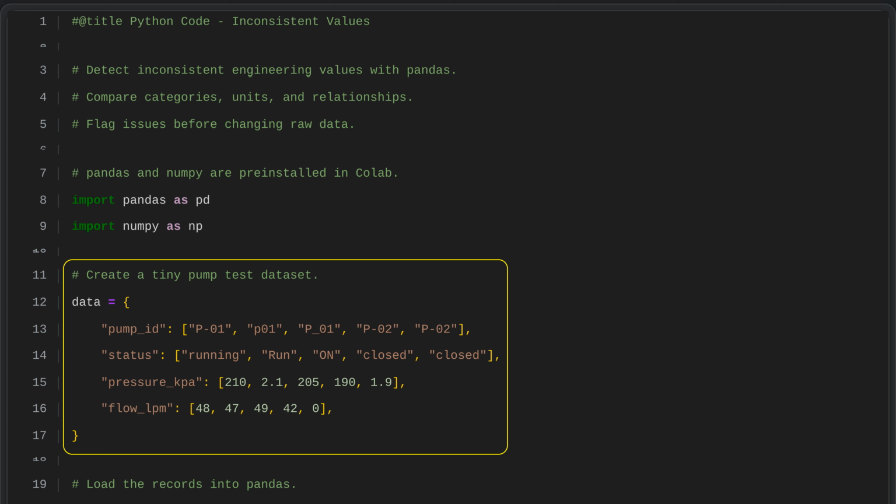We create a small pump test dataset to support later checks for data inconsistencies. It includes pump identifiers, operating status, pressure readings in kilopascals, and flow rates in liters per minute. The entries intentionally use varied labels and status terms, and some pressure values may suggest mixed units, making the dataset useful for detecting irregularities.